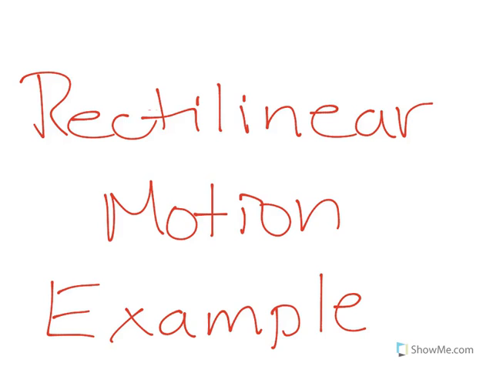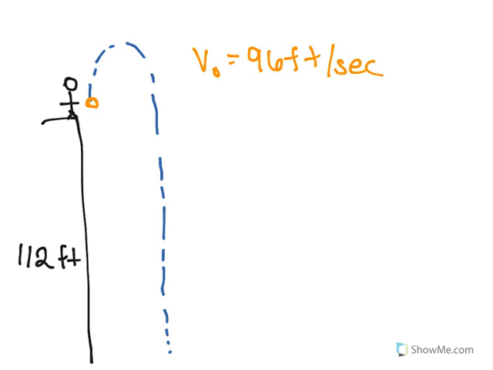Hello, in this video we will work out an example of rectilinear motion, which we learned how to solve in the previous video. So the problem is: a man is standing on a 112 feet high building. He throws a projectile, let's call it a ball, up with an initial velocity of 96 feet per second.